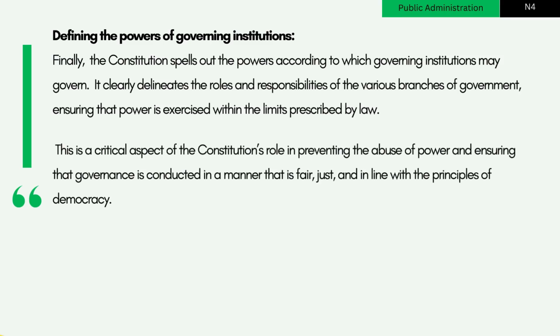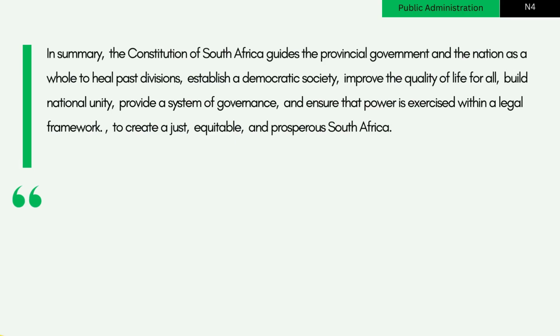This is a critical aspect of the Constitution's role in preventing the abuse of power and ensuring that governance is conducted in a manner that is fair, just, and in line with the principles of democracy. In summary, the Constitution of South Africa guides the provincial government and the nation as a whole to heal past divisions, establish a democratic society, improve the quality of life for all, build national unity, provide a system of governance, and ensure that power is exercised within a legal framework to create a just, equitable, and prosperous South Africa.